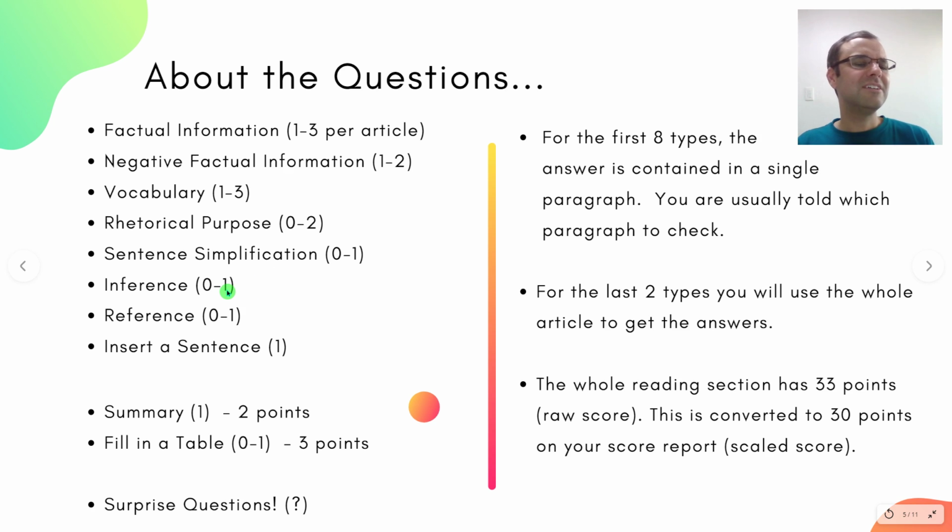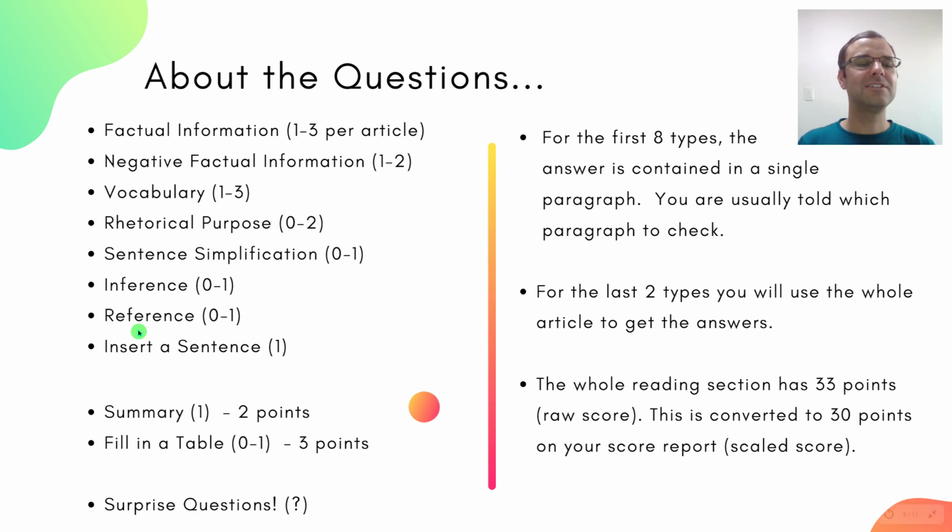Another fairly uncommon type is the inference type. You might get one of these per article, or maybe you might get an article with none of them. This is where you have to identify an argument or idea that is not specifically stated in the article, but it is heavily implied. Another fairly infrequent type, which you might get none or one per article, is the reference type. This question type asks you to identify what the author refers to when he says it or this or something like that.